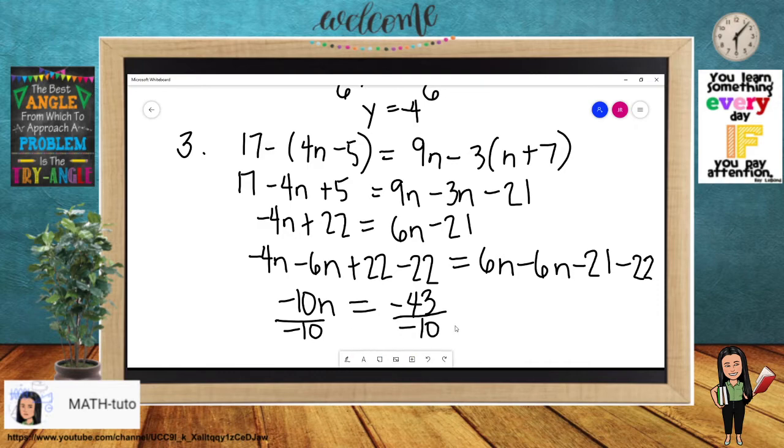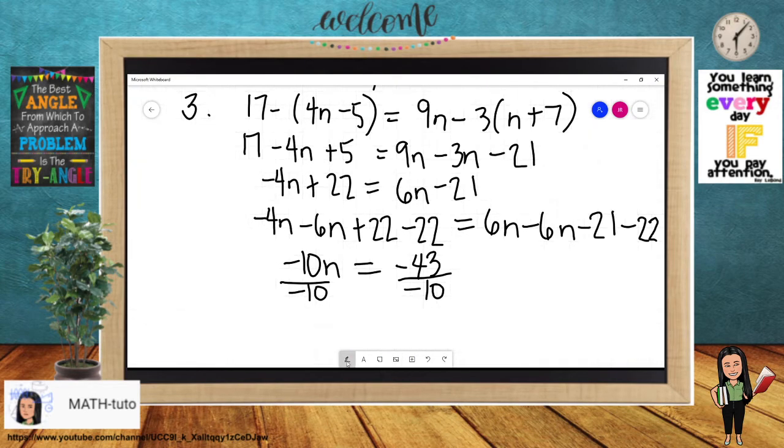And our answer is n is equal to 43 over 10. Okay? Our answer can be in fraction form or if you want, you can change it to decimal form. But fraction is actually more accurate than decimal.